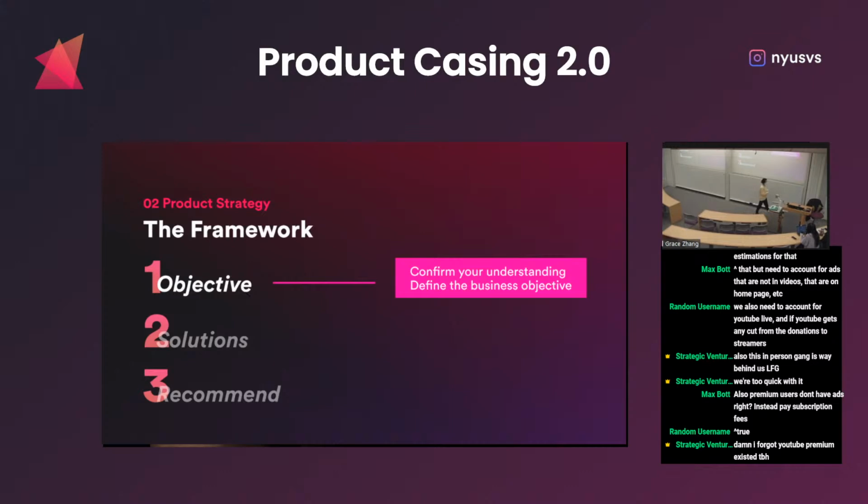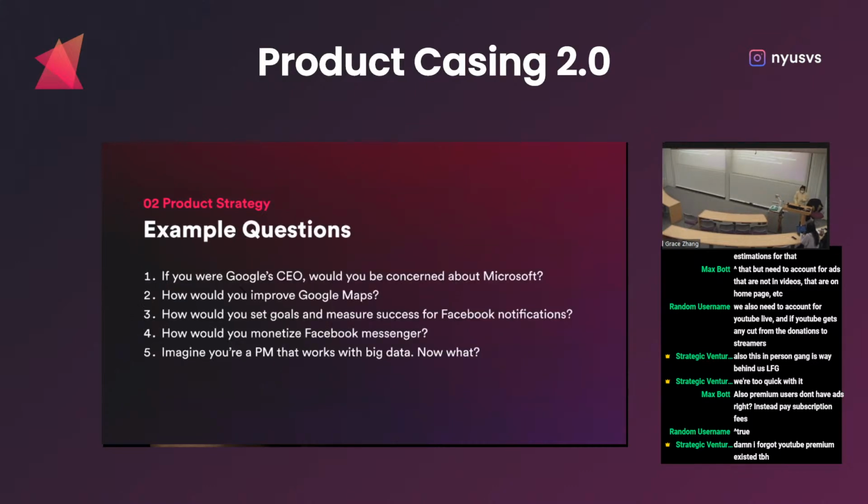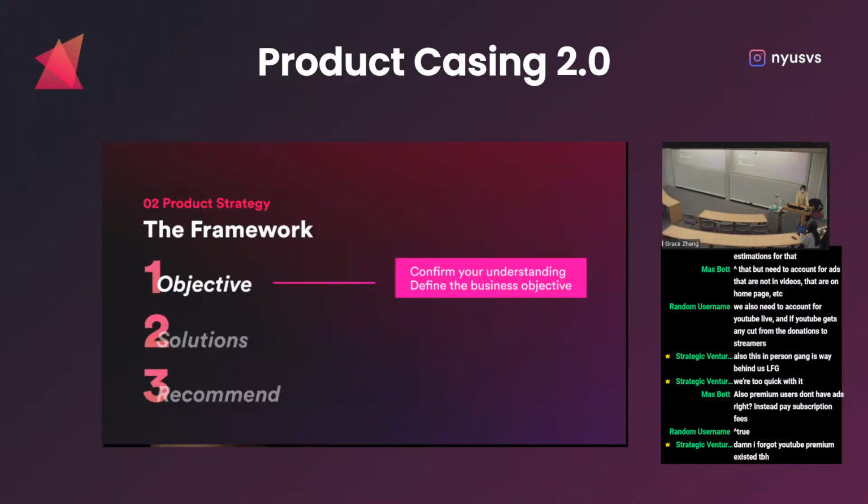Let me go back to one of the questions. How would you improve Google Maps? How would you set goals and measure success? If we look at number 3, how would you measure success for Facebook notifications? This is similar to the other question, except now they're telling you that you have to set goals. They want to see you walk through that management aspect, whereas the other question didn't really talk about that. So first you're going to define the business objective.